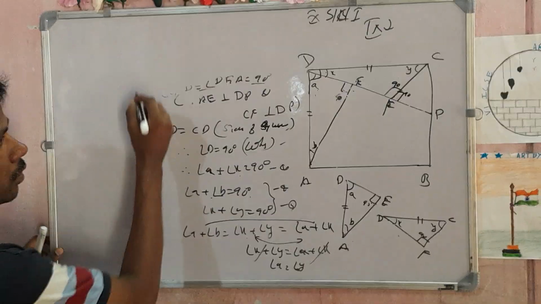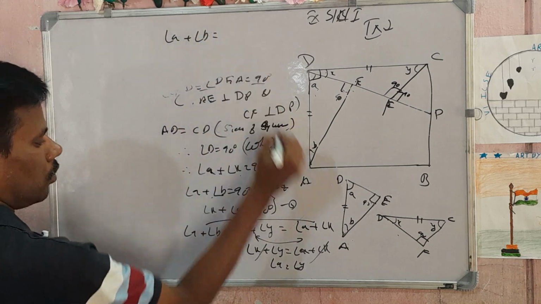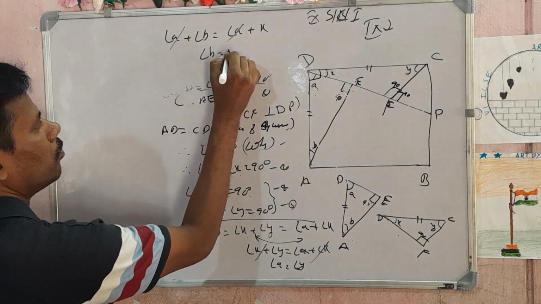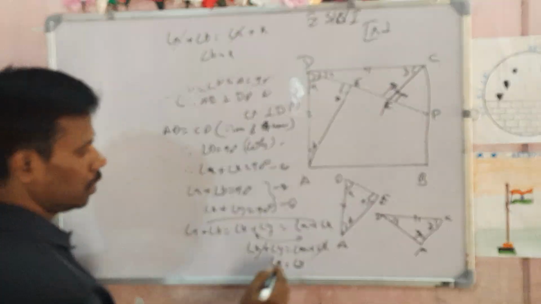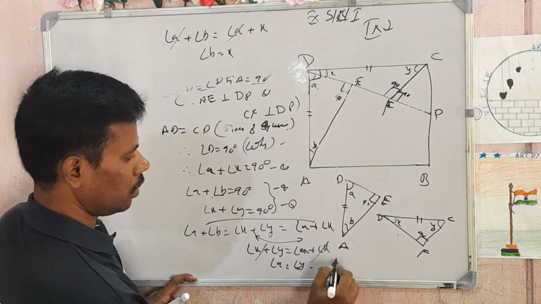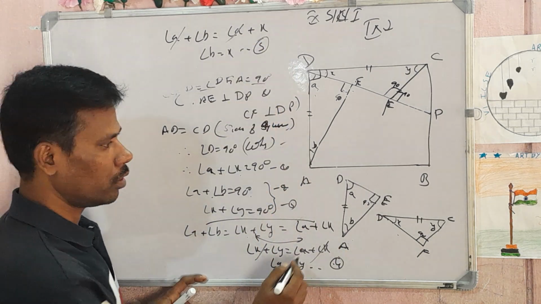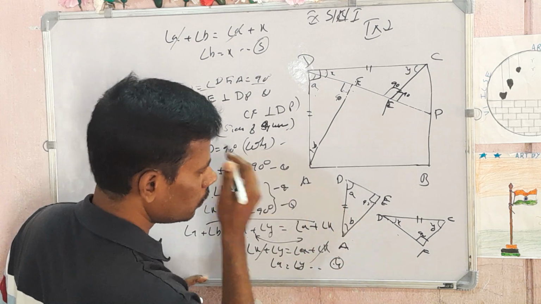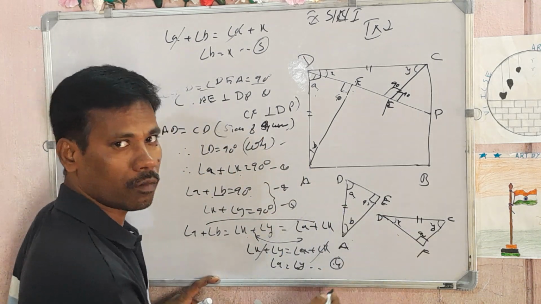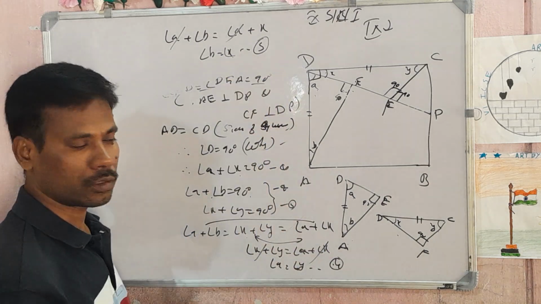Next, angle A plus angle B is equal to angle A plus angle X. Angle A cancels, so angle B is equal to angle X. So angle B is equal to angle X, and angle A is equal to angle Y. Therefore angle A is equal to angle Y. We have proved that angle A is equal to angle Y, and angle B is equal to angle X.